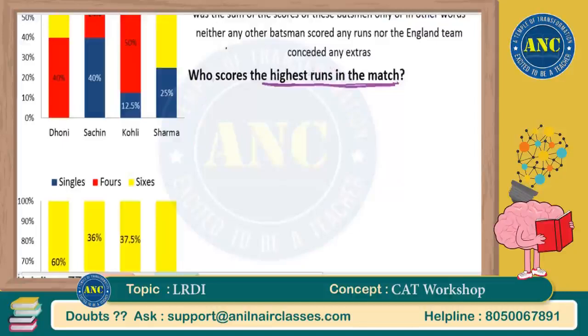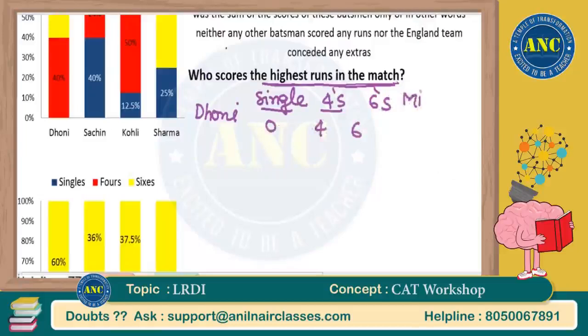Now what I'll do is, I will first show it here, sir, so that it will be very clear to you why it is dependent upon the score. See here, Dhoni: singles, fours and sixers. Listen carefully, sir. 0, 4 and 6. So what is the minimum score we got? 10. Next is Sachin. Sachin will be 20, 12 and 18. So the minimum score is 50.